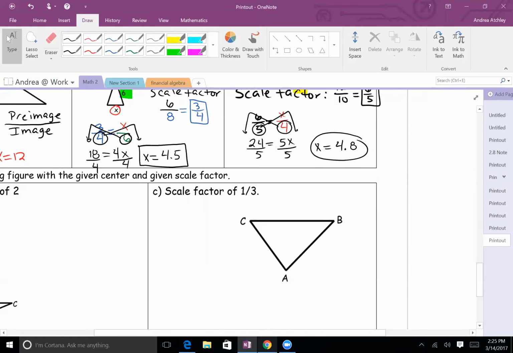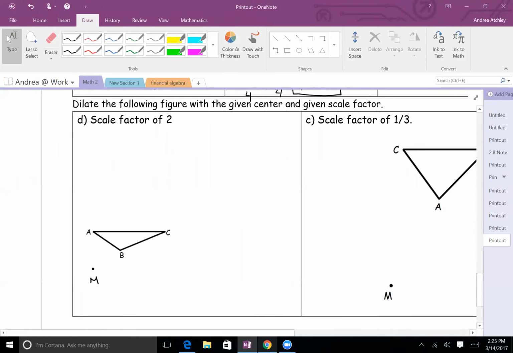Okay, now in your homework, they're going to ask you to dilate the following figure with the given center and the given scale factor. Okay, you're going to want to use a straight edge, a ruler, somehow to do this, because you need to measure distances here. So if you've got math money right now, you can use your math money. I'll show you how to use math money as your way of measuring. Okay, make sure you put the point as M. I don't think it's in your notes, so just label it M. We're just labeling it a letter.